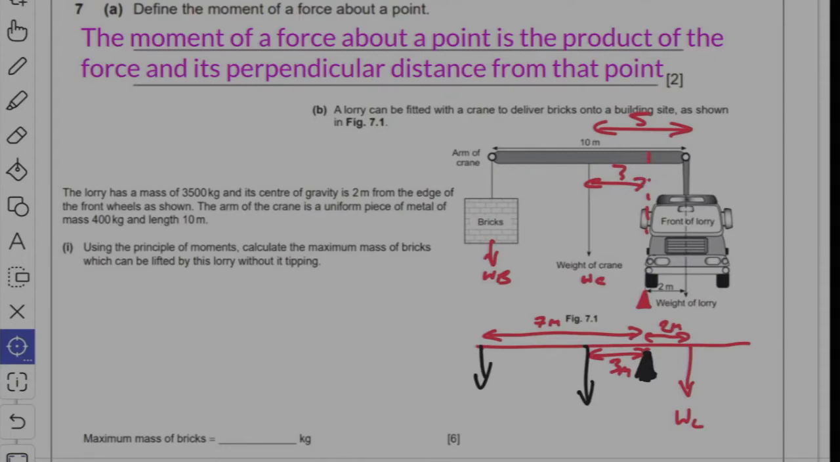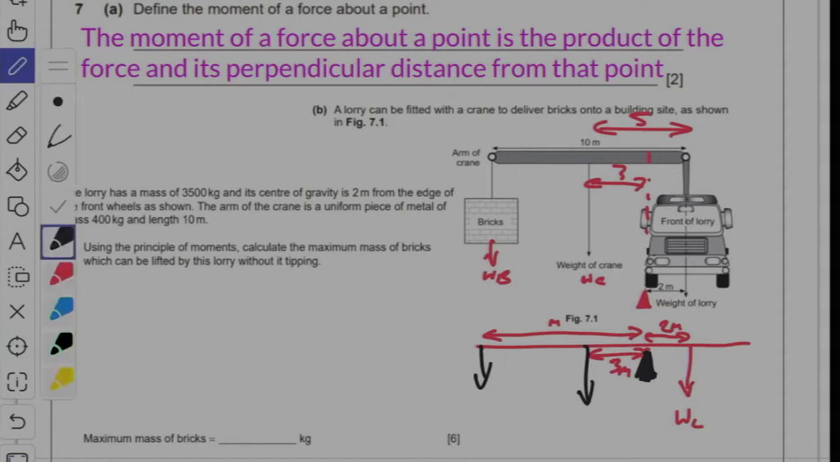So I also can't count, because that should be an 8, shouldn't it? This is why you should get this right, because that's going to be an 8. Yes, 2 plus 8 equals 10. So that's 8 meters out, and this is where the weight of the brick sits. This is where the weight of the crane sits, and we've already got the weight of the lorry on it.